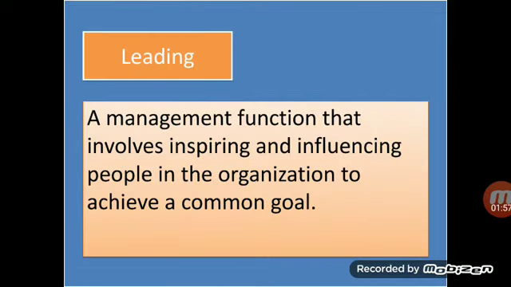What is leading? This is a management function that involves inspiring and influencing people in the organization to achieve a common goal. Ika nga, siya yung nagpo-push sa mga tao niya para makamit nila yung kanilang layunin. Okay? Ang sabi nga natin kanina, he is a visionary. So, na-visualize niya, nakikita niya, sa isip pa lang niya pinaplano na niya, at nakikita niya kung paano makuha yung goal na yun sa kanilang organization.